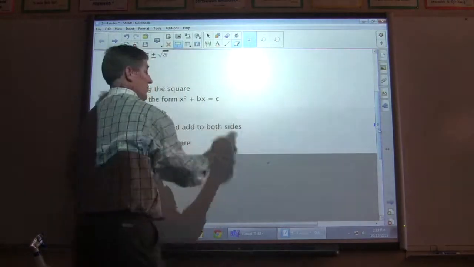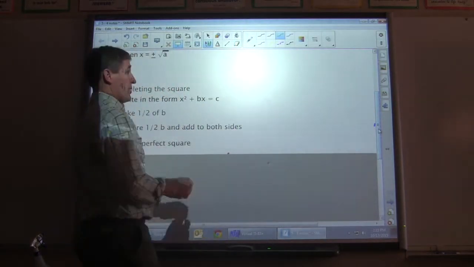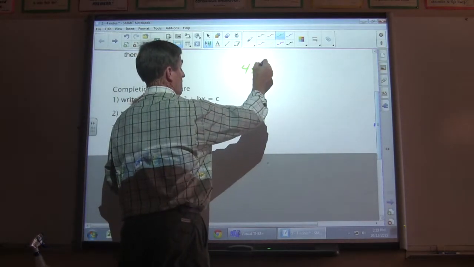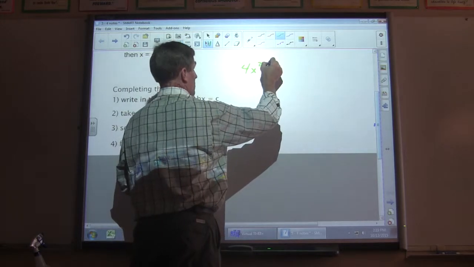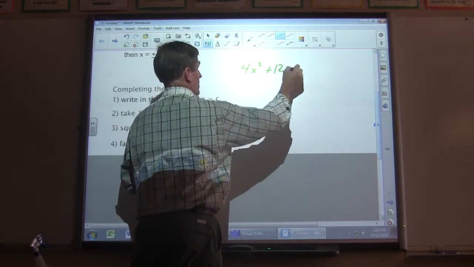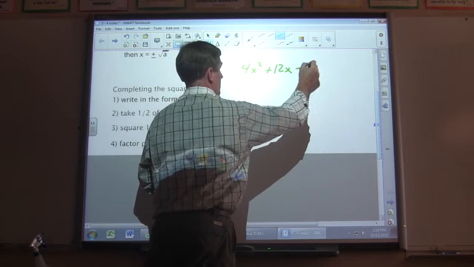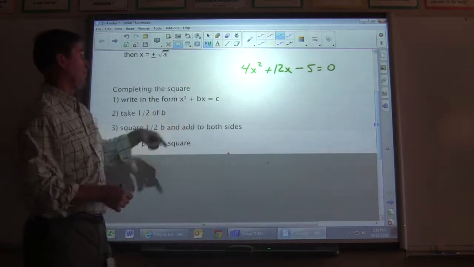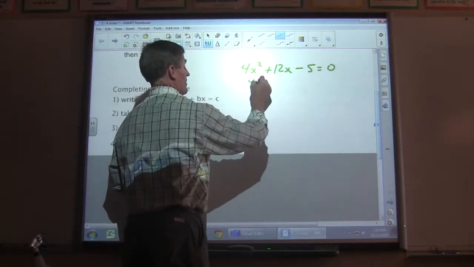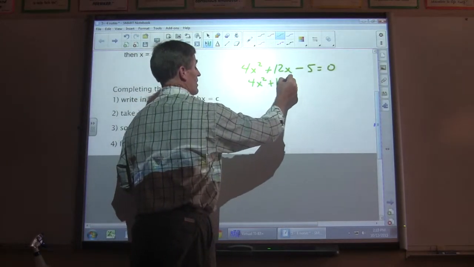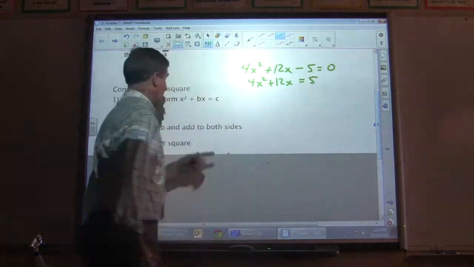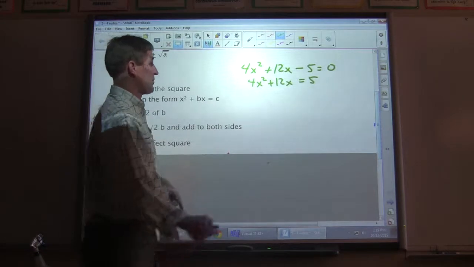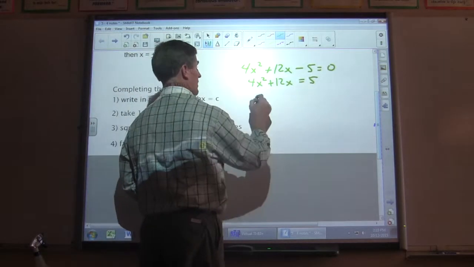Now another thing they can do to throw you off, or make it more difficult, is to put a number in front of your x squared. So let's go like this. So again, we have to put it in this form. So we move the 5 to the other side. Now remember, there's no number in front of the x squared, so we have to get rid of this 4, and since it's multiplied, we have to divide everything by 4.